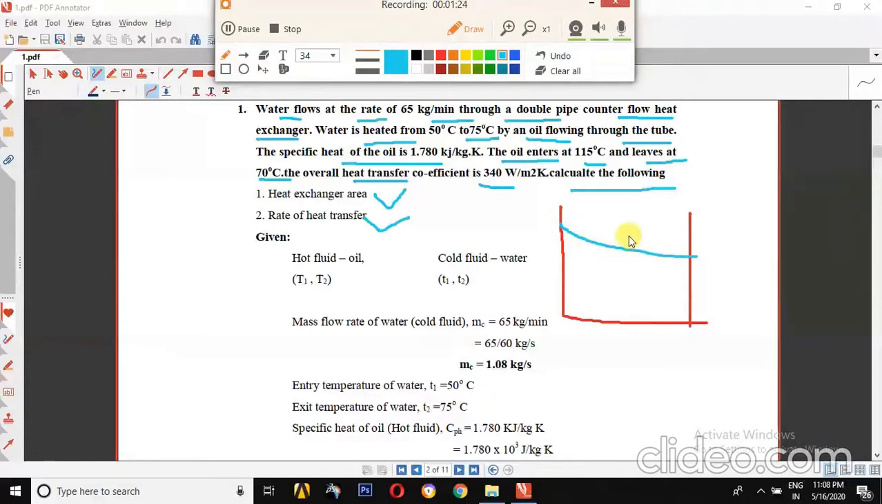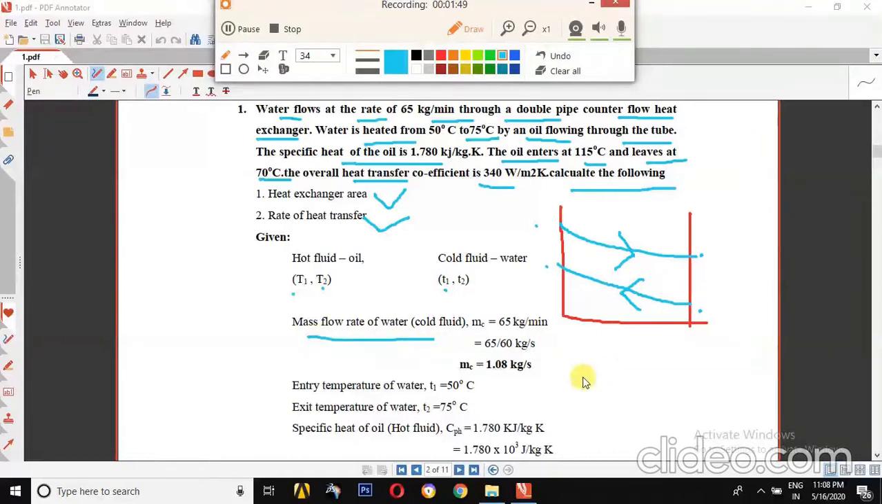Counterflow heat exchanger. In a counterflow heat exchanger, both the fluids are flowing in the opposite direction. The inlet temperature of the hot fluid is T1 and the outlet temperature of the hot fluid is T2. The inlet temperature of the cold fluid is t1 and the outlet temperature of the cold fluid is t2.